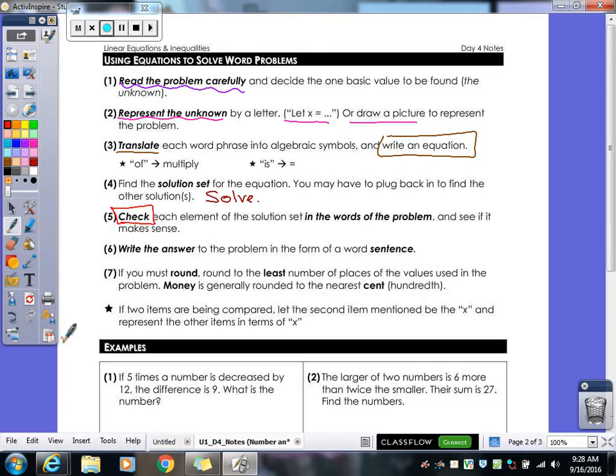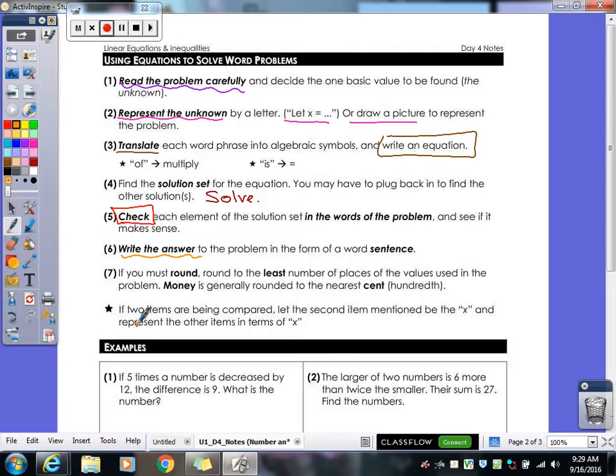For example, if we're talking about the length of the side of a triangle and I get -10, that doesn't make sense. You can't have a negative length of something. So I would have to go back and check my answer. Or if I'm talking about something small and I get a number like 1,000 as my answer, that's probably not going to be my answer. And then we got to make sure we answer the question by writing a sentence.